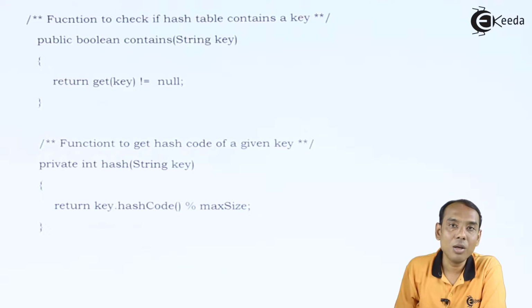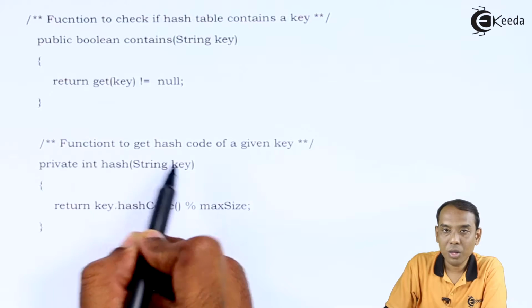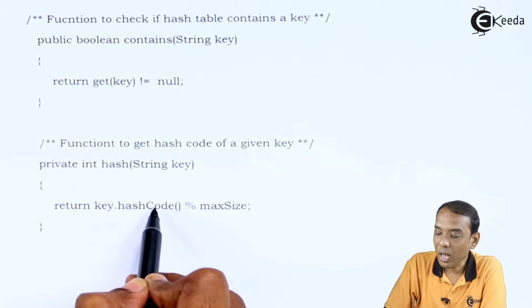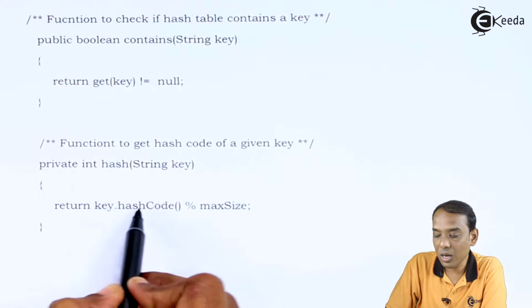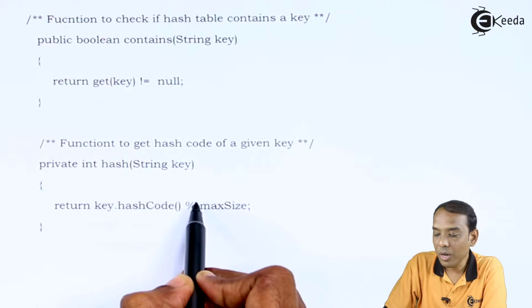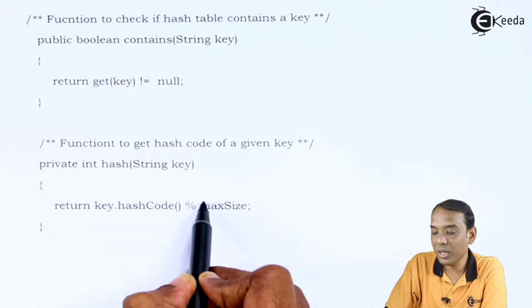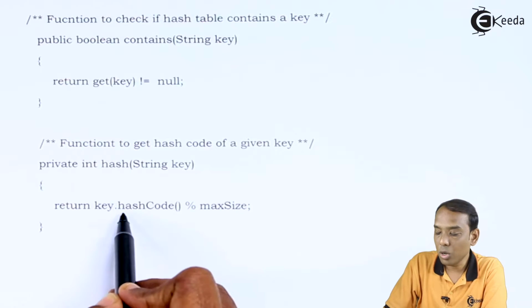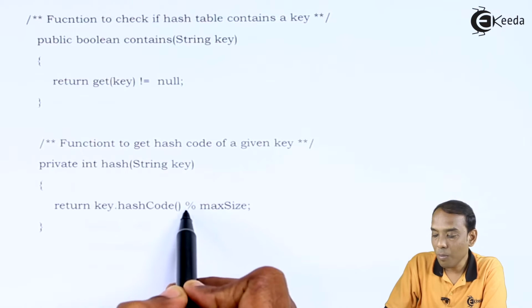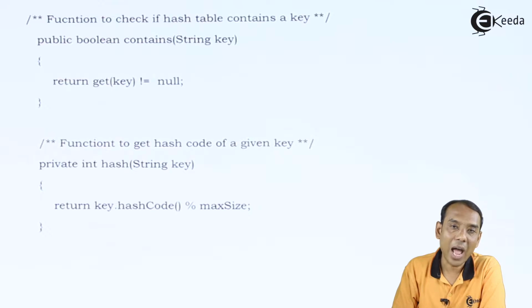In a similar pattern, we check for the hash code. We have int hash(String key). We return key.hashCode(), where the hash code function is called with the key as the parameter. In this, we are going to divide it by the maximum size, but we are not going to take the quotient, we are going to take the remainder. Hence we write return key.hashCode() mod maxSize. This is how you take the hash code value of the given hash table.